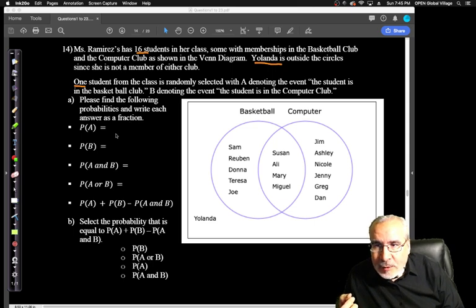So let's find these. So what's the probability of A? A is the students in the basketball club. So we know there's a total of 16. And they want the answers as a fraction. That's always a good thing to get out of the way. So we know it's over 16, and how many are in the basketball club? That's probability A. So it's just 1, 2, 3, 4, 5, 6, 7, 8, 9, 9 out of 16.